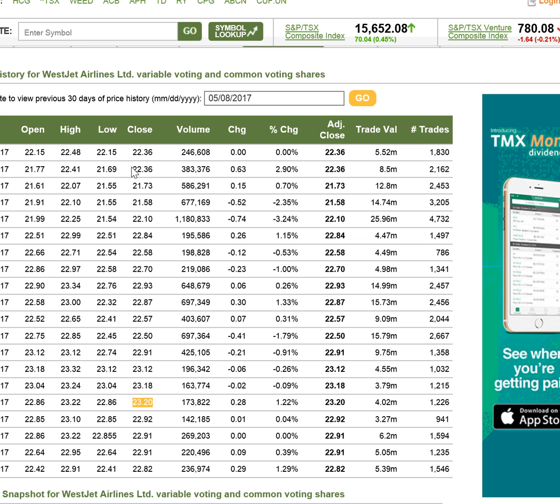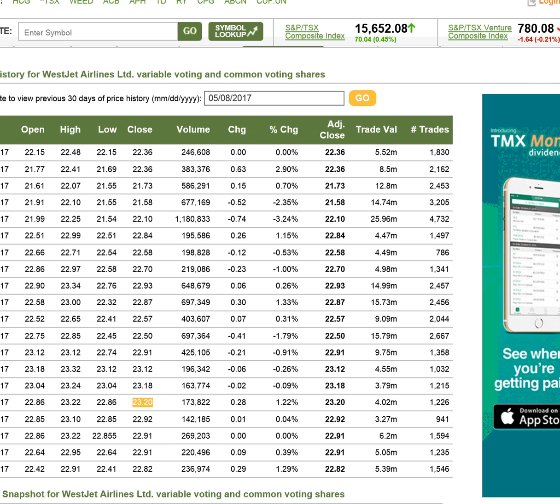When I look at the closing, it's not going to let me highlight that. When I look at just the closing, right in there, the highest value was, unfortunately, this one lost money. The highest value was the day you bought it at $23.20. Then on the 5th, it's $22.36. The lowest it ever got to was $21.58.